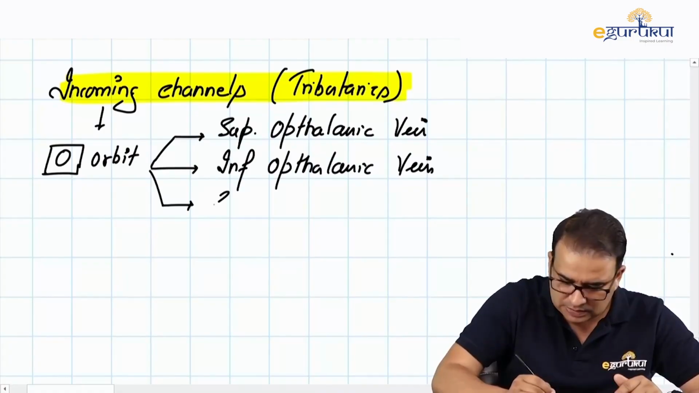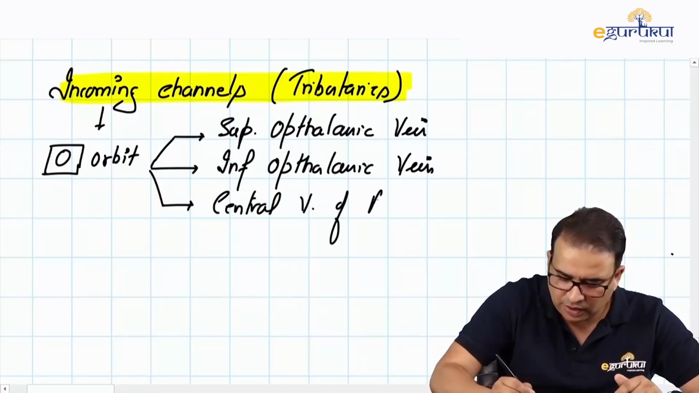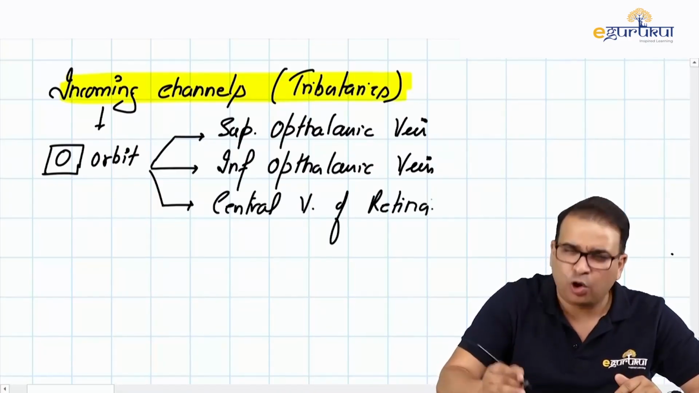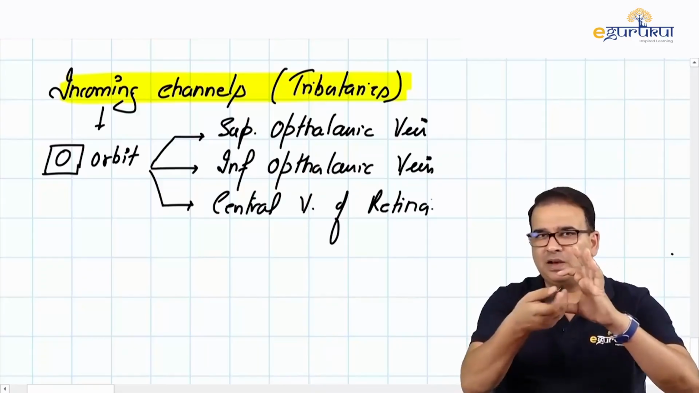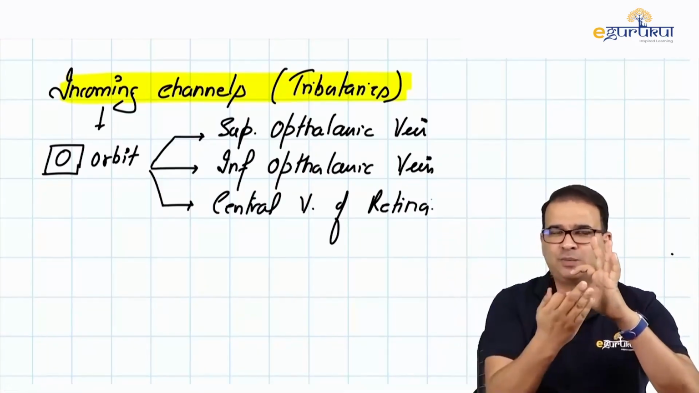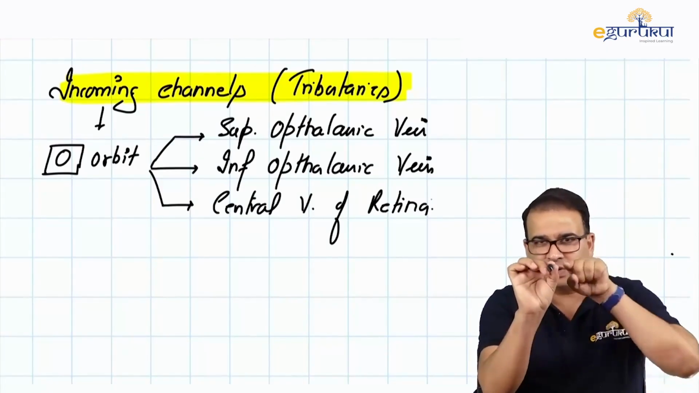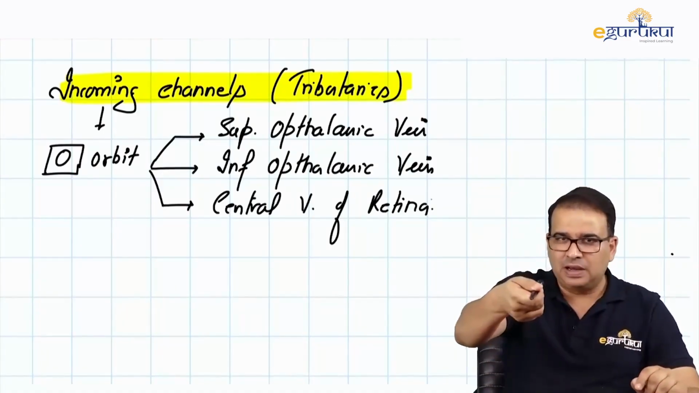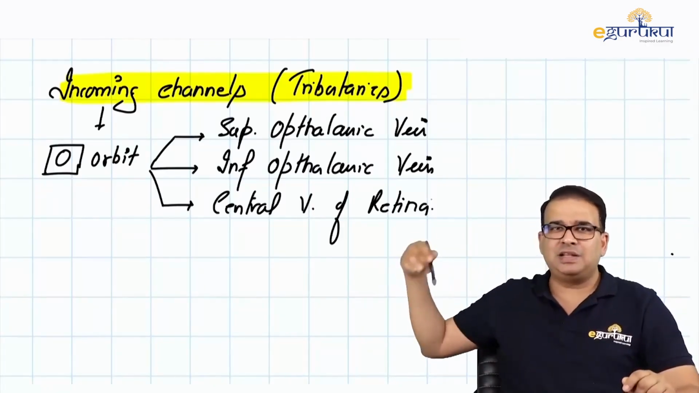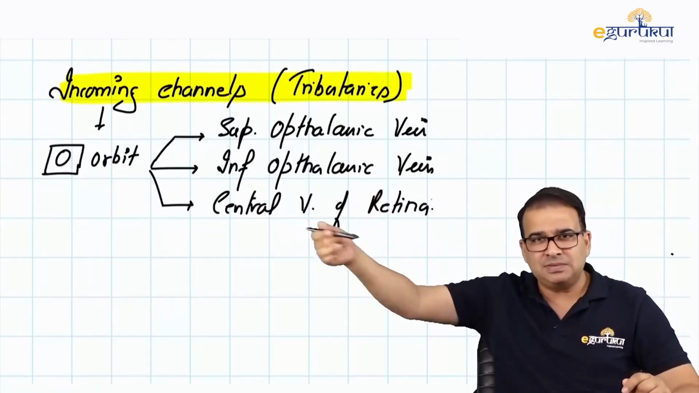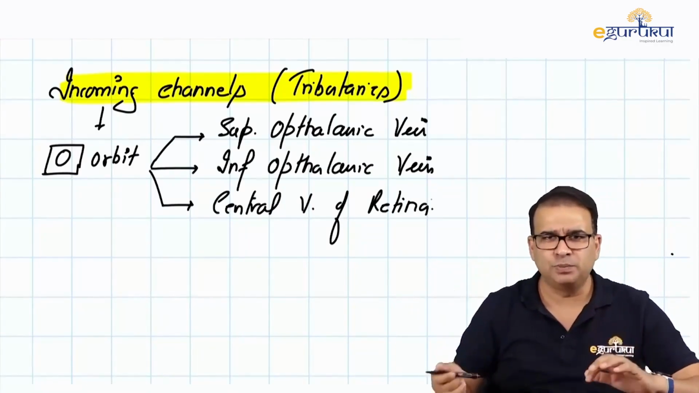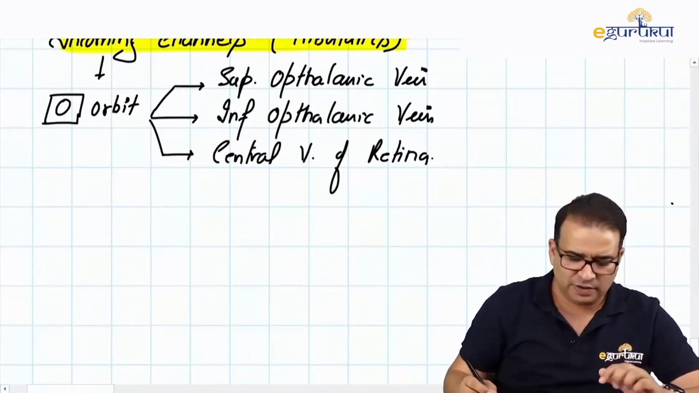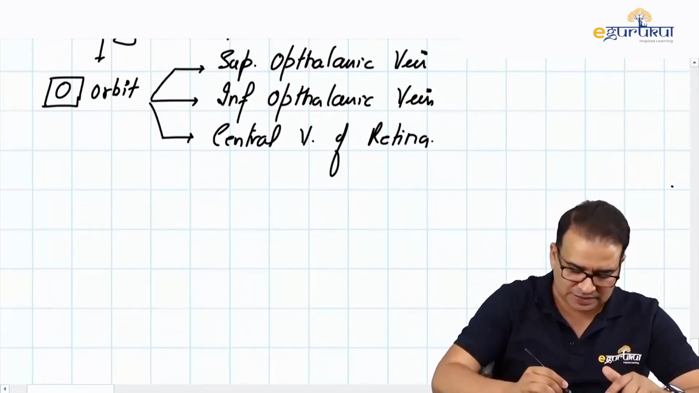And there is a vein called the central vein of retina. It is not always draining back into the cavernous sinus, but sometimes it does. It is running in the center of the optic nerve. We know that when you take a cross section of the optic nerve, we have the central artery of retina and central vein of retina. That central vein of retina comes back, and sometimes it drains into the ophthalmic veins, and sometimes it goes all the way backward and drains into the cavernous sinus. So both things are possible. So the central vein of retina can be a tributary of the cavernous sinus.